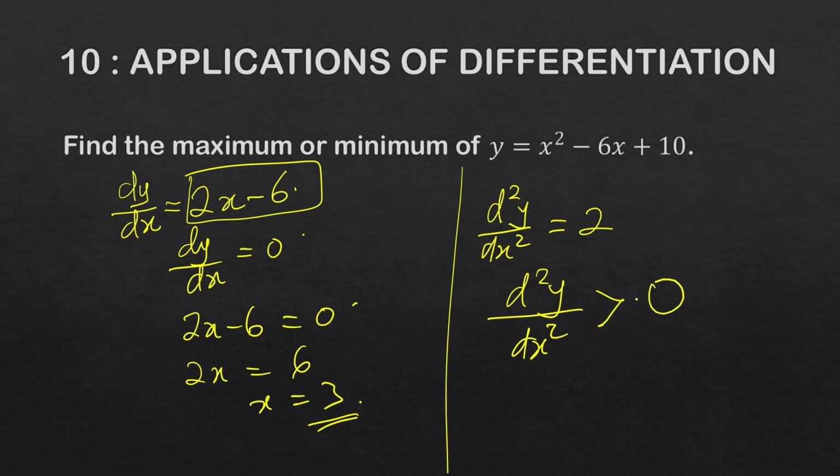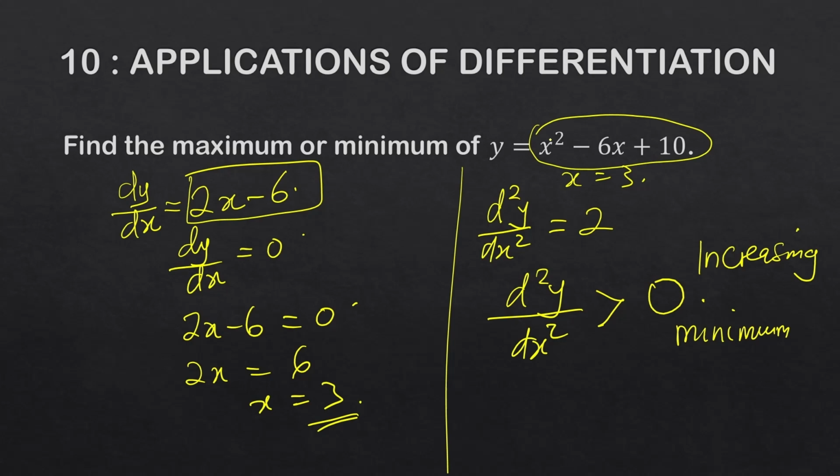Whenever it is greater than 0, what does it mean? It is increasing. Now, increasing means what? Minimum. So this is actually what? Minimum. So if it is minimum, what should be the points? What should be the value at the minimum? Therefore, if I go back, I am going to say at that minimum, x is equal to 3. I will substitute x as 3 into this. What value am I going to have?